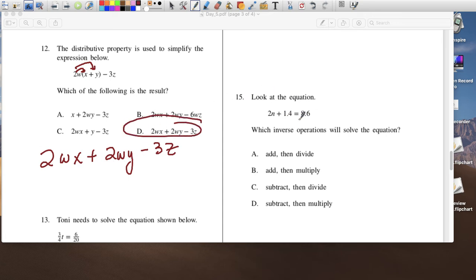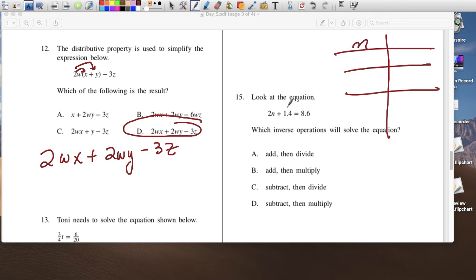Look at the equation below. Which inverse operations will solve the equation? So remember when we did that little story? What's my variable? It's n. What's my coefficient? 2. What's happening to it? Plus 1.4. That equals 8.6. So if we use our inverse operation, the first thing we should do is minus 1.4.